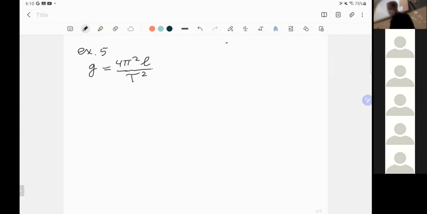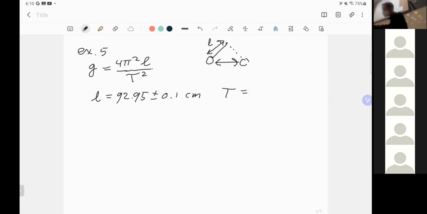Basically you have this pendulum, the length of the string that this mass is tied to is L. The pendulum swings back and forth, and the period, the time of swinging back and forth one time, is T. You were told that L equals 92.95 plus or minus 0.1 centimeters, and T was 1.936 plus or minus 0.004 seconds.